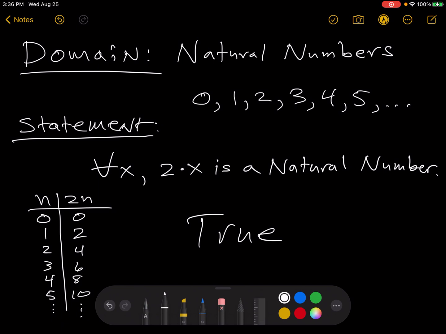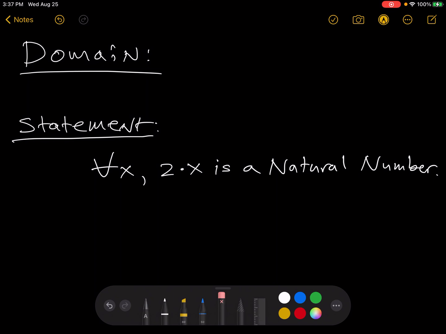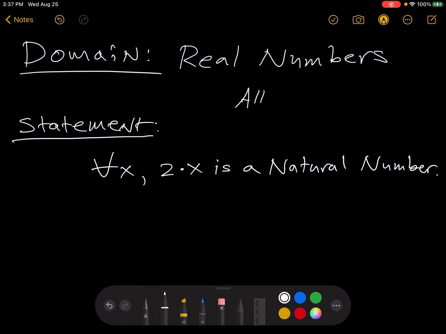Now let's think about a way that we can make this statement, as it's listed here, false. How about if we change our domain to be the real numbers? Then it will be false. Remember, the real numbers contain all of the rational numbers, all the fractions, and more. You think of it as all decimals. All decimals that you can possibly think of.